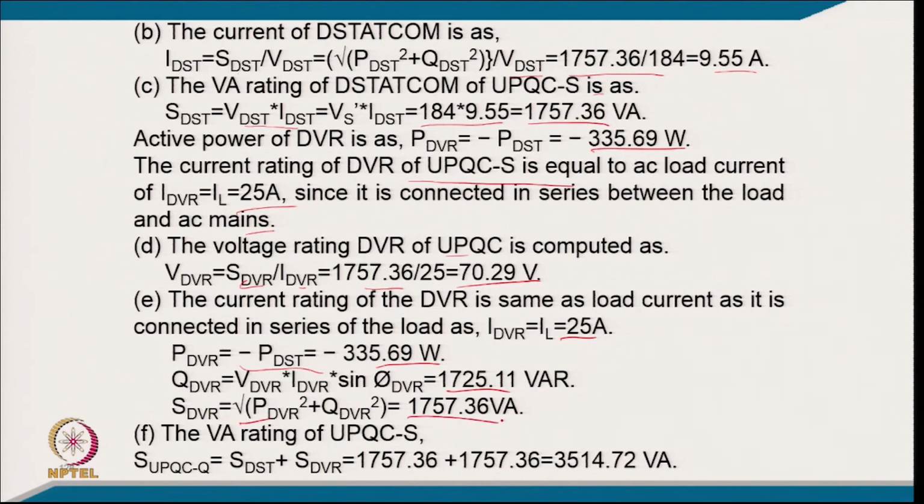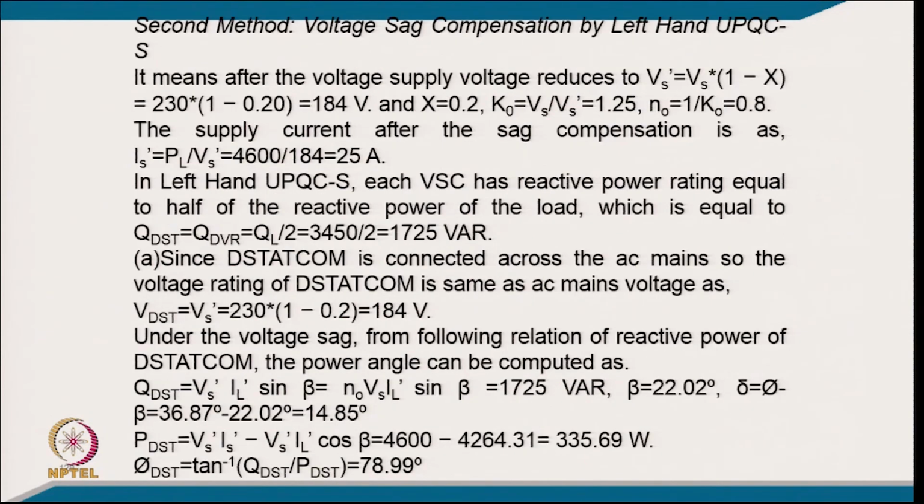So, it is 1757.36 VA, and the VA rating of UPQC will be the DSTATCOM VA rating plus the DVR VA rating, and both are equal. So, it comes to 3514.27.